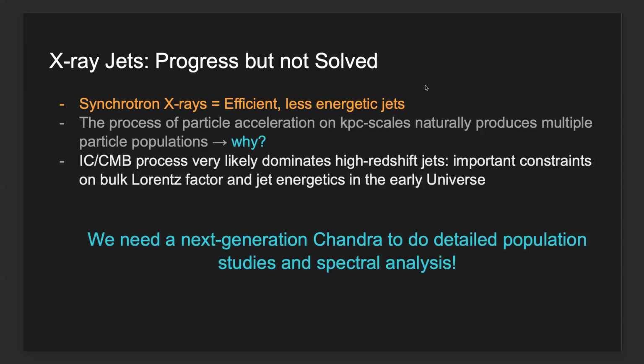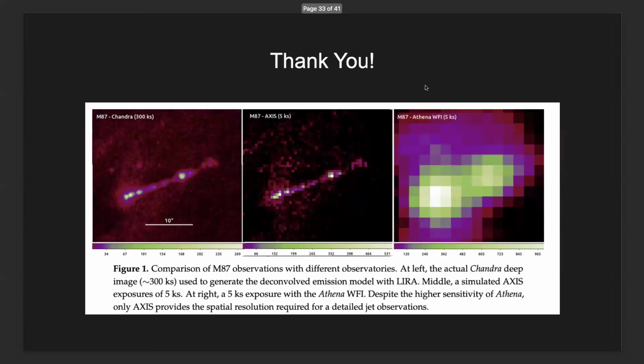So, just a little question. Have you estimated the exposure times that AXIS would need to get the science you want? I've done it for a couple cases. This is M87. So you get basically comparable results in 5 kiloseconds, compared to 300 kiloseconds.